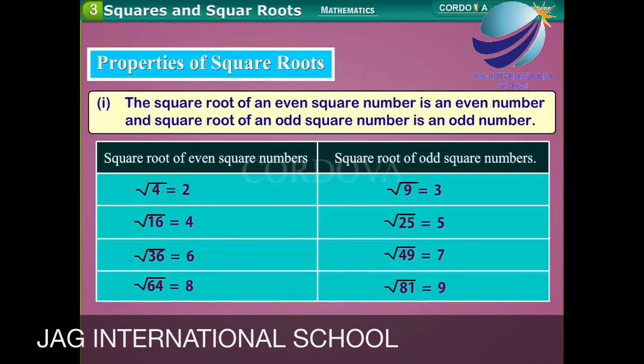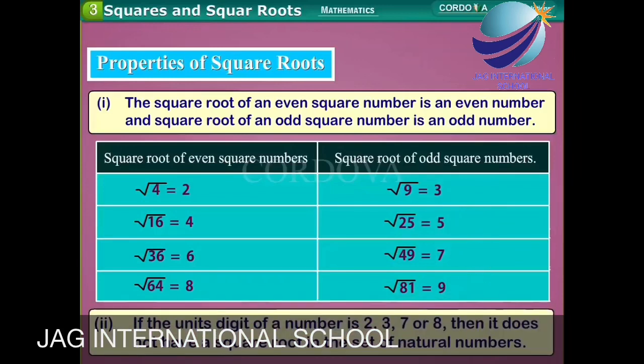Properties of square roots. The square root of an even square number is an even number, and the square root of an odd square number is an odd number. Square root of even square numbers: the square root of 4 is equal to 2, the square root of 16 is equal to 4, the square root of 36 is equal to 6, the square root of 64 is equal to 8. Square root of odd square numbers: the square root of 9 is equal to 3, the square root of 25 is equal to 5, the square root of 49 is equal to 7, the square root of 81 is equal to 9.